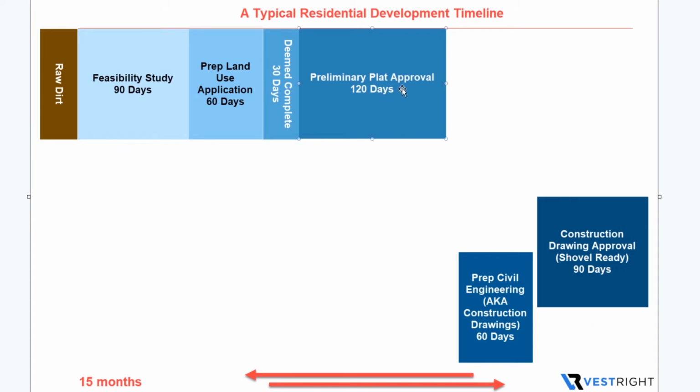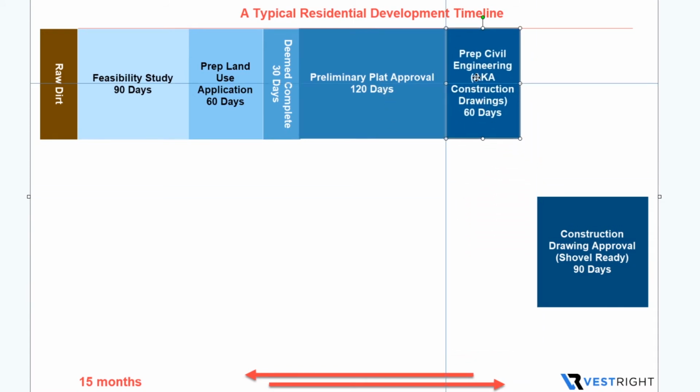And basically, they're getting to where they take the land use application and they approve it. And that is, in a lot of markets, we call that the preliminary plat approval. Some people will also call it entitlements. So that's 120 days. The next step is once we have this preliminary plat approval, the developer will then have his engineer get started on what we often call the civil engineering, AKA construction drawings.